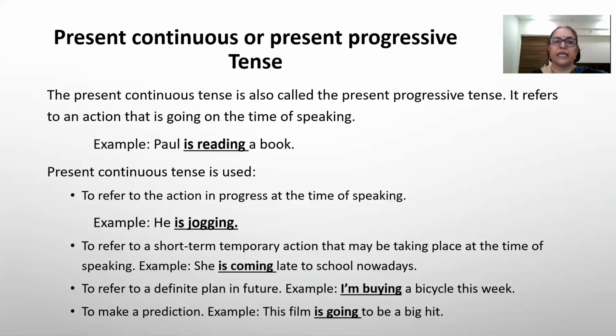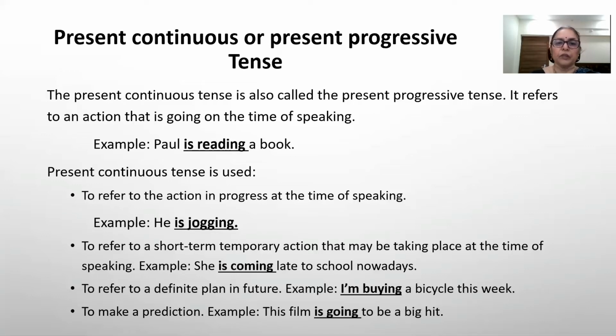Example, Paul is reading a book. Present continuous tense is used to refer to the action in progress at the time of speaking. That is what we have learned. Now you can see that the person is jogging when you are there in the garden, and when you are looking at him, you will say that he is jogging. To refer to a short-term temporary action that may be taking place at the time of speaking. Example, she is coming late to school nowadays. Okay, short-term temporary action which is regularly happening.